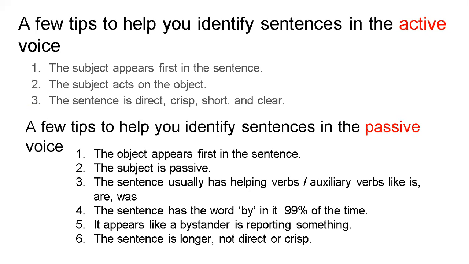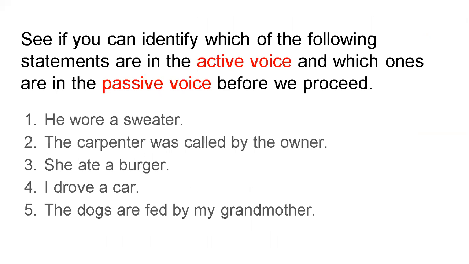It appears like a bystander is reporting something. So if you hear a sentence where you feel like someone is reporting something, like a reporter is telling you about something that has happened, then it's definitely in the passive voice. And if the sentence is in the passive voice, the sentence is longer, not direct or crisp. A little more complicated, a little harder to understand. If you got these tips right, you have understood them, and you remember them, then let's proceed.